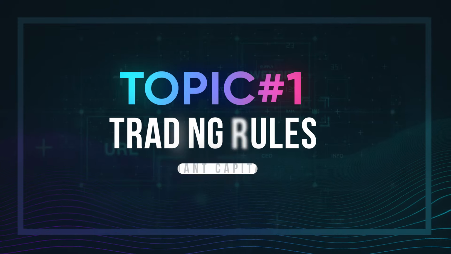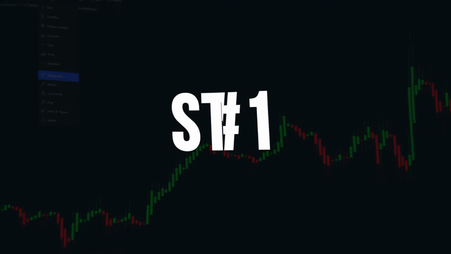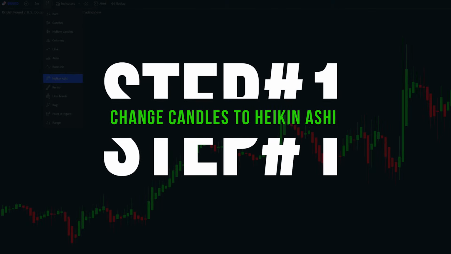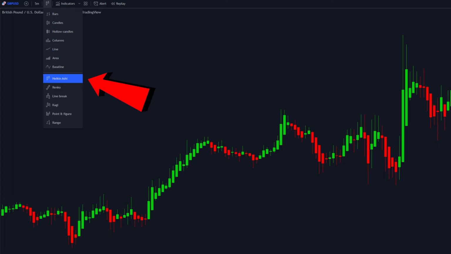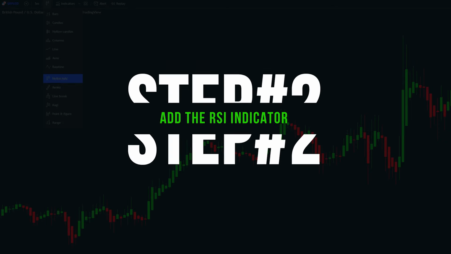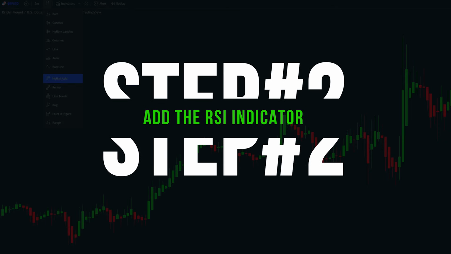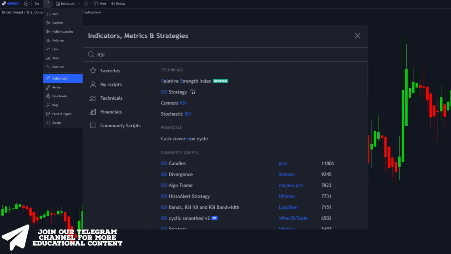So, let's discuss our trading rules. First of all, let's switch our candlesticks from regular to Heikin-Ashi. Then, let's add the needed indicator to our chart, which is known as the Relative Strength Index. Go to the Indicators tab, type RSI, and choose the first point from the list. All settings should remain unchanged.